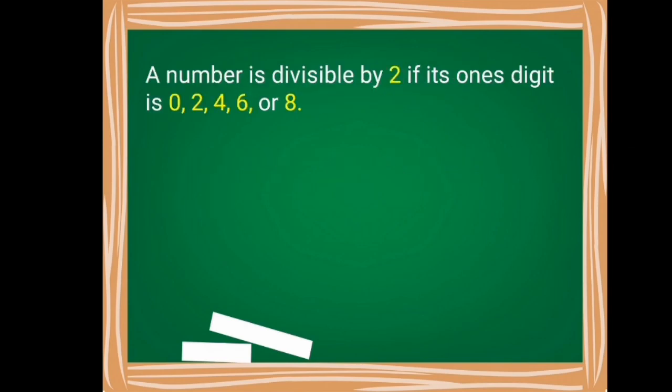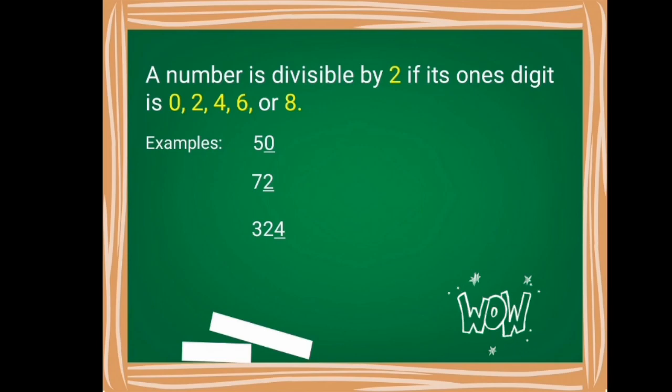A number is divisible by 2 if its ones digit is 0, 2, 4, 6, or 8. So, kapag ang ones ay 0, 2, 4, 6, or 8, then yung number na yun ay divisible by 2. Example, 50. Ang ones po ay 0. 72. Ang ones ay 2. 324. Ang ones ay 4. 1346. 2008.